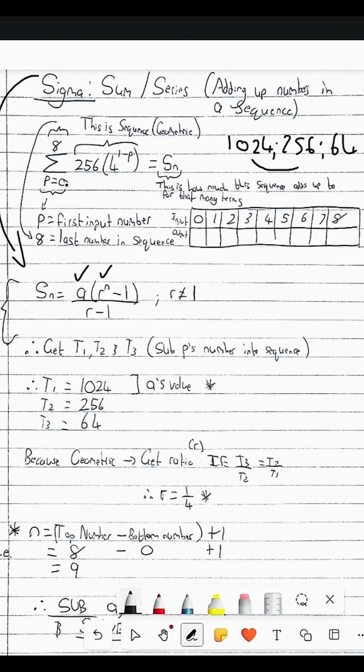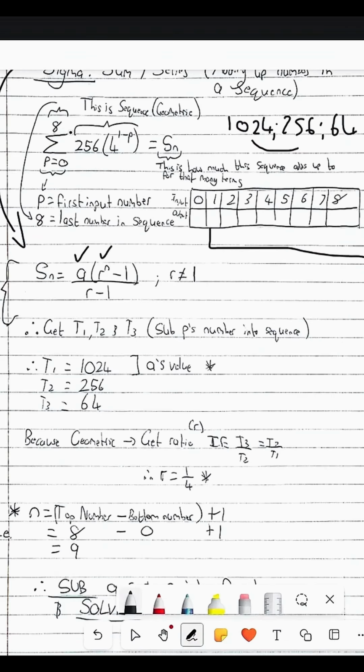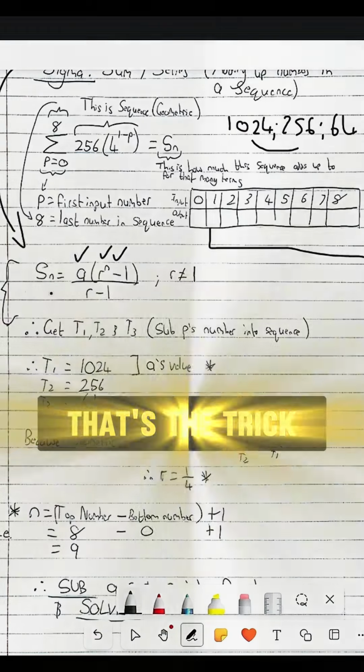because our n is our top number minus our bottom number plus 1. The reason we do that is because we have to include the first term, and if we go 8 minus 0, we will only have 8 terms over here, and we won't include the first term. So we go top minus bottom plus 1, plug our n value in, we have all the values in here, we can go ahead and solve for our Sn.